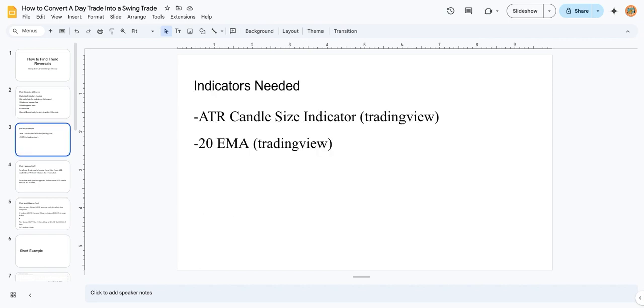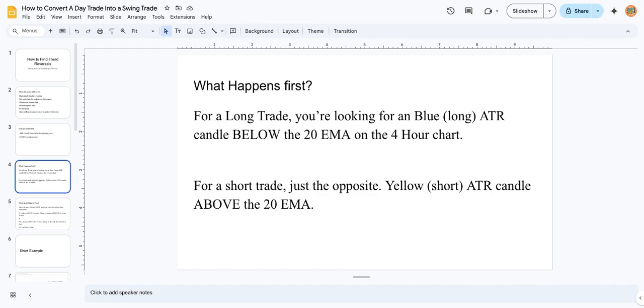In terms of setting up your chart, this is what you're going to need. You're going to need the ATR candle size indicator. If you do not know what that is, pause this video and go to the description and look at the video called What is the ATR Candle Indicator? Watch that. And you'll need a 20 EMA. If you don't know what that is, go to the description once again and look at the video entitled What is a Baseline? That will explain the 20 EMA and its function for the sake of this trading system. But that's all you'll really need, just those two.